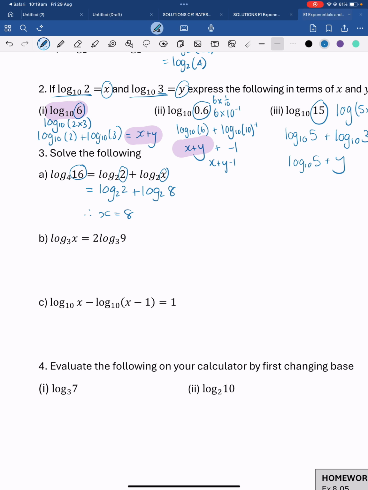I'll do the next one as well. 2 out the front is the same as 2 up here. So then log 3 of x is equal to log 3 of 9 squared. So therefore, x is equal to 9 squared, which is 81.